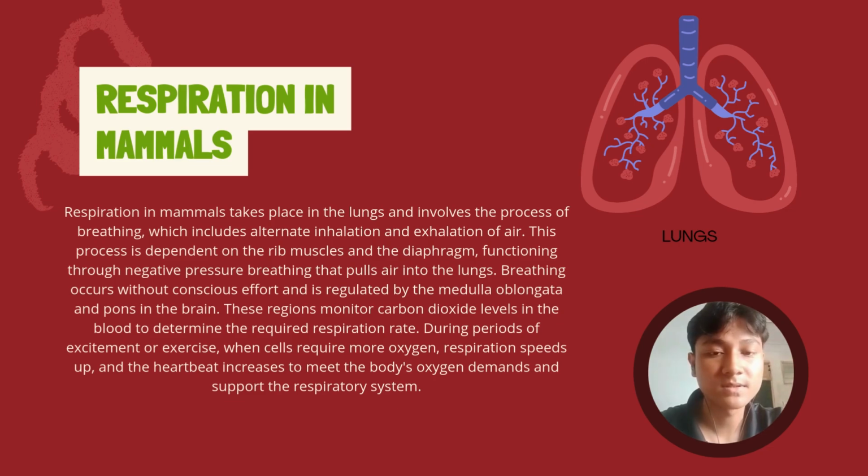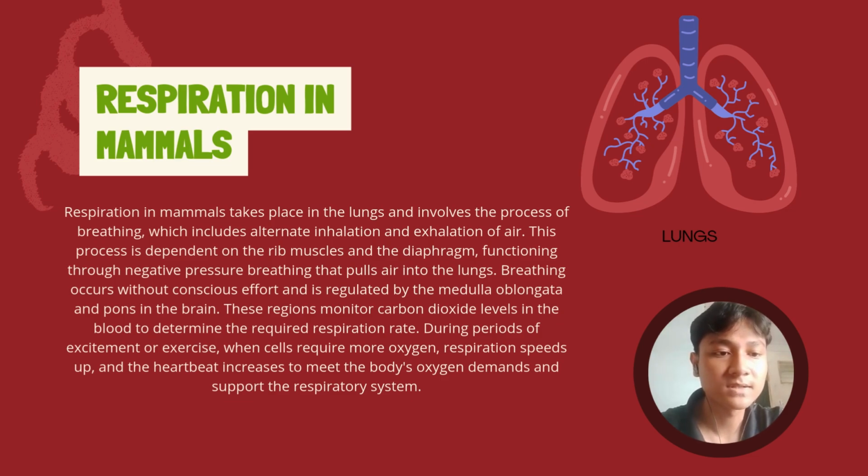Respiration in mammals. Respiration in mammals takes place in the lungs and involves the process of breathing, which includes alternate inhalation and exhalation of air. This process is dependent on the rib muscles and the diaphragm functioning through negative pressure breathing that pulls air into the lungs. Breathing occurs without conscious effort and is regulated by the medulla oblongata and pons in the brain.